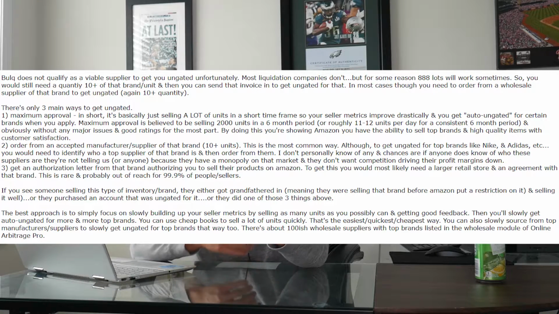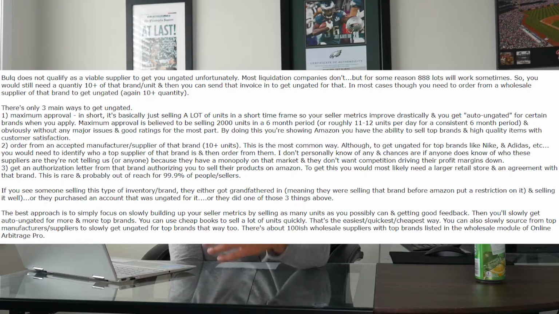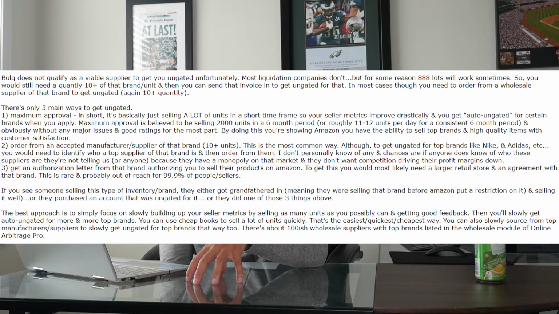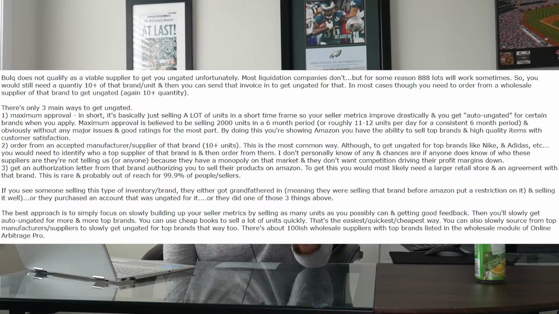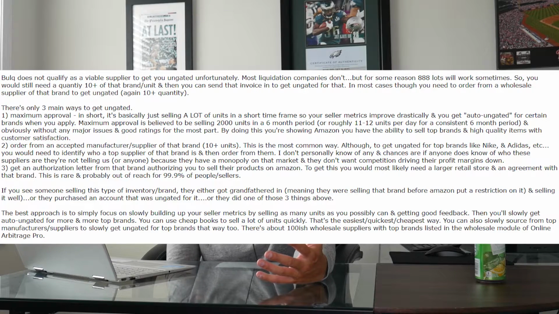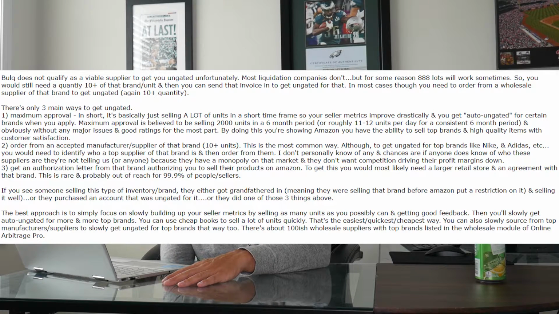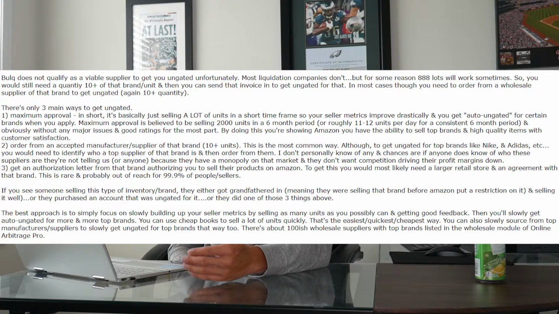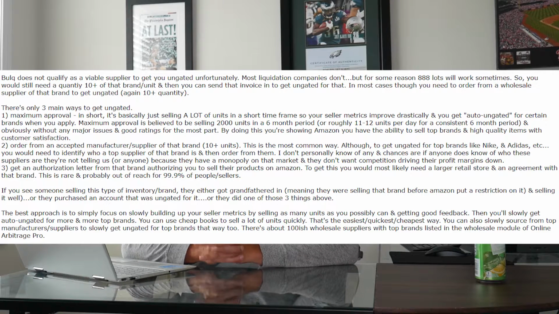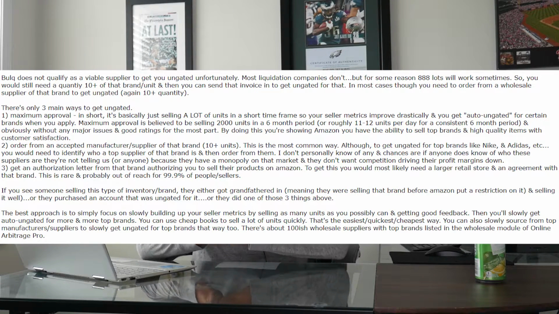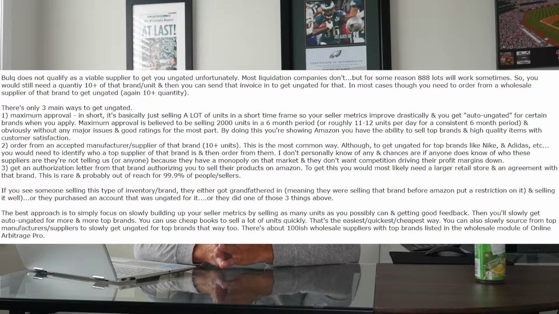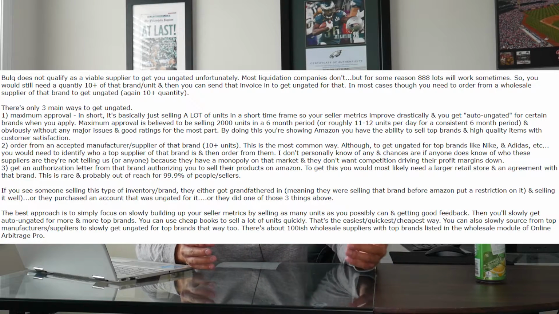The second way, like we're talking about here, is to order from an accepted manufacturer or supplier of that brand in 10 plus quantity units, okay? So this is the most common way, obviously, although to get ungated for top brands like Nike, Adidas, etc., you would actually need to identify who a top supplier of that brand is and then order from them and use that invoice to get ungated, okay?